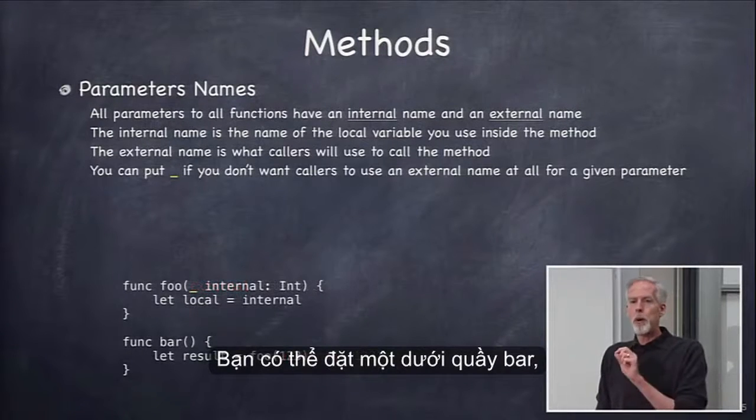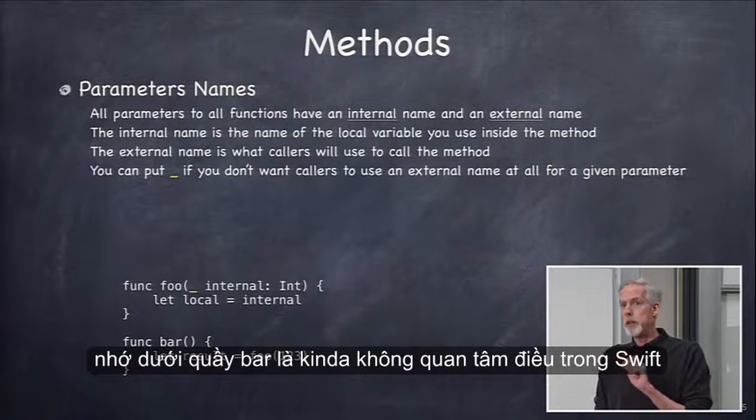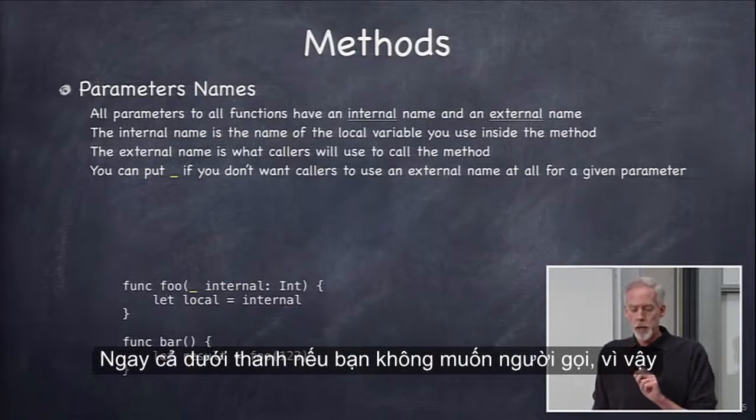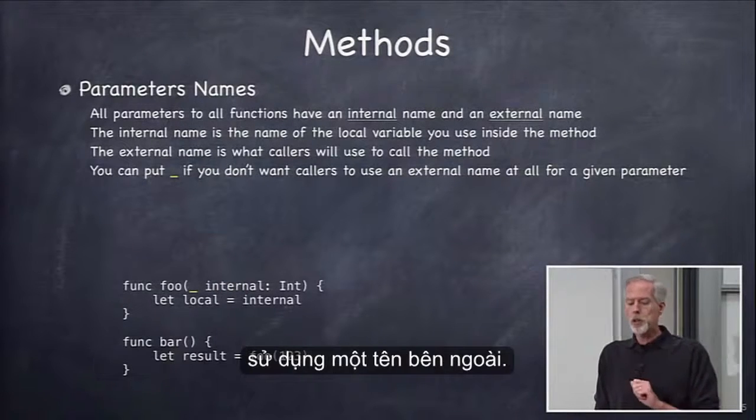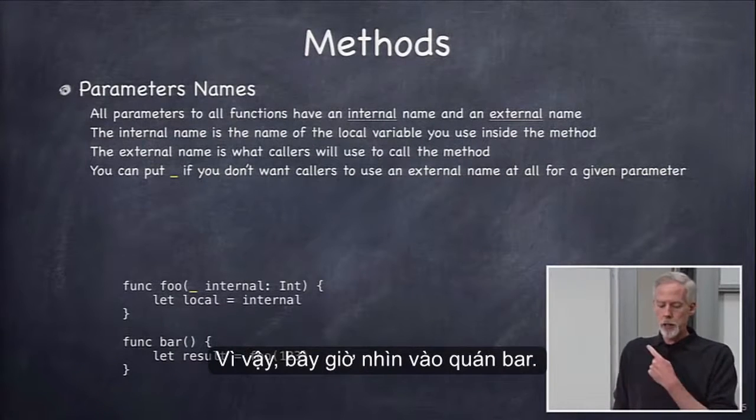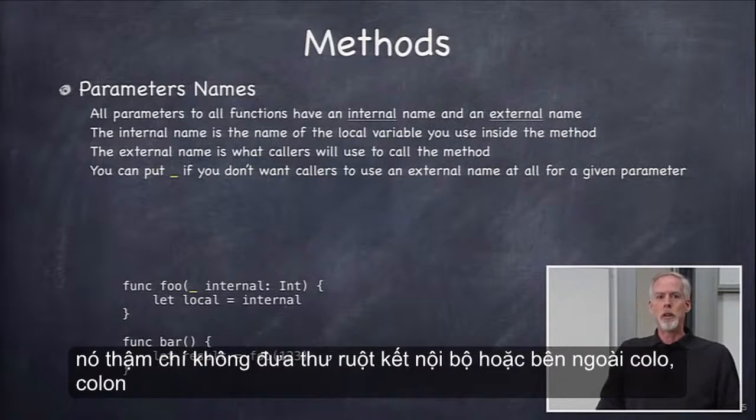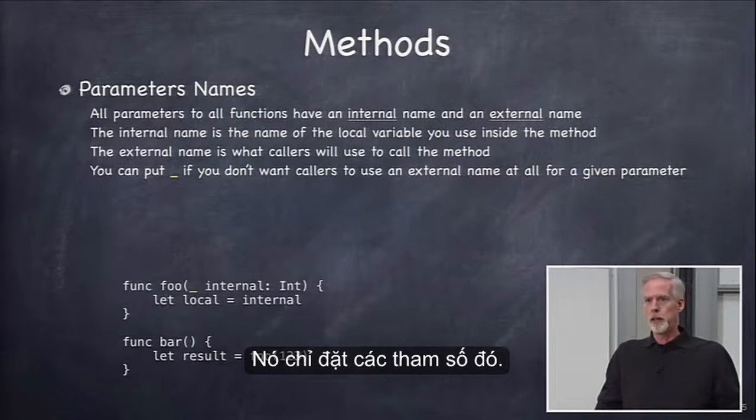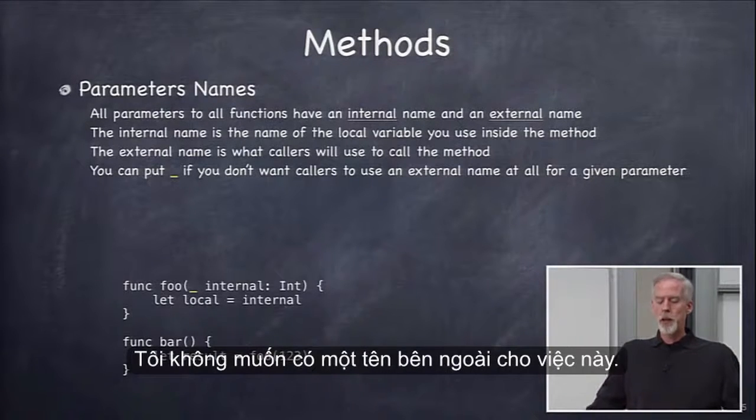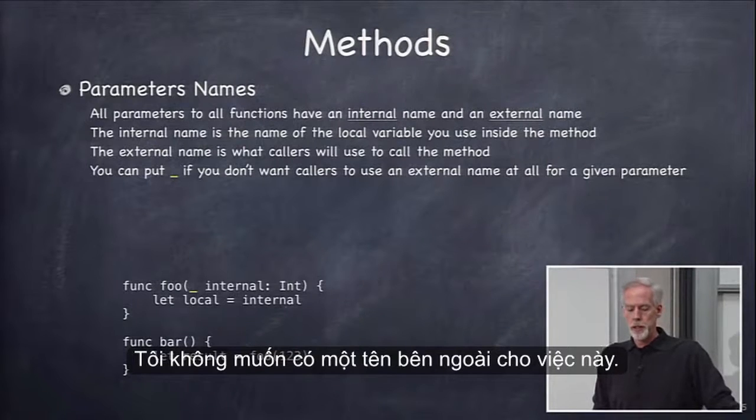You can put an underbar. Remember, underbar is kind of the don't care thing in Swift. You can put an underbar if you don't want callers to use an external name. So now look at bar. It calls foo. It doesn't even put internal colon or external colon. It just puts the argument there. Okay? So the underbar says, I don't want to have an external name for this.